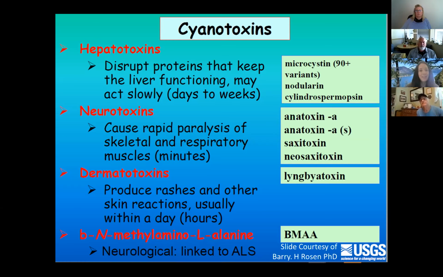The next toxin is a neurotoxin. This is a very concerning toxin. It can cause rapid paralysis of skeletal and respiratory muscles within minutes. One of the stories that hit the news in 2013, there was a herd of elk that came across a water source that had, I think it was anatoxin-a being produced, and those elk took a drink and didn't get very far from that particular water source. They all died very quickly.